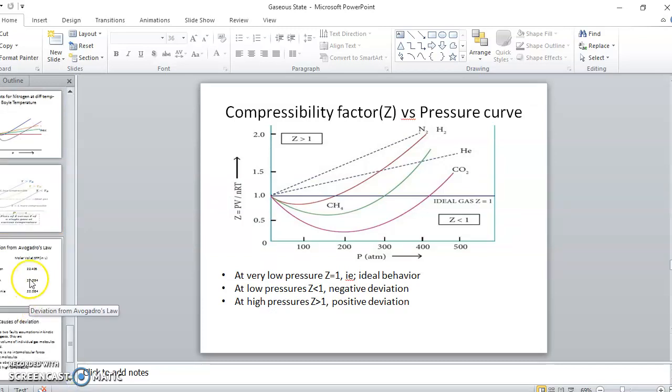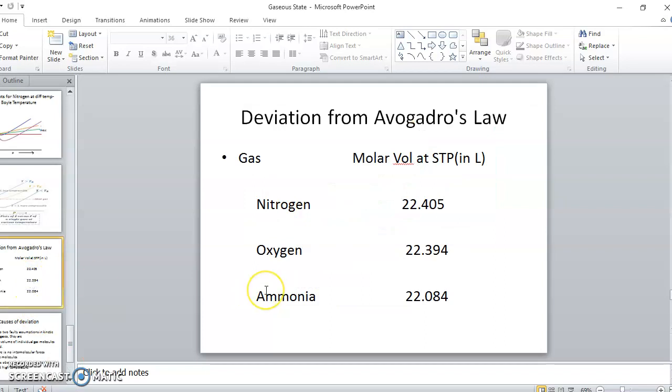Now you can see there's another deviation, the deviation from Avogadro's law. Remember, according to Avogadro's law, 1 mole of any gas, whatever the gas may be, irrespective of the nature of the gas, 1 mole at STP would occupy 22.414 liters.